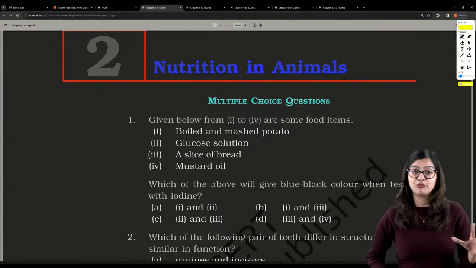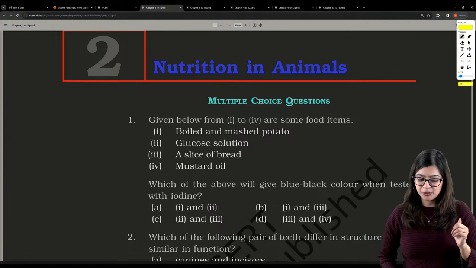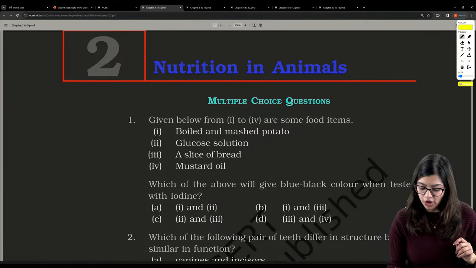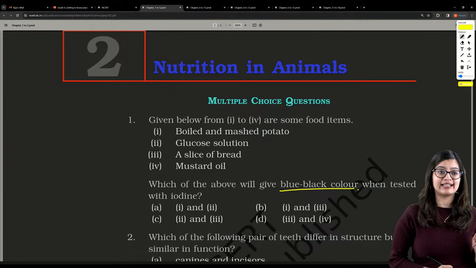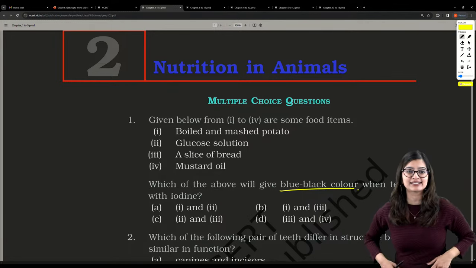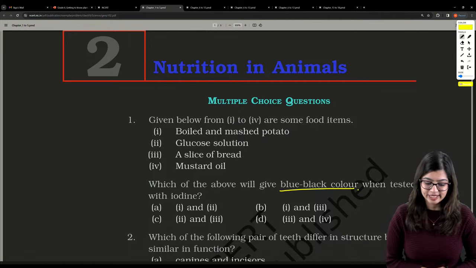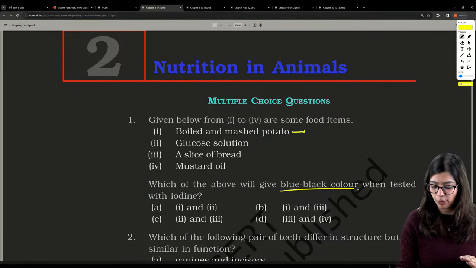Given below are some food items. Boiled and mashed potato, glucose solution, slice of bread, mustard oil. Which among the following will give me a blue-black color when tested with iodine? Yes? Time management. What is the answer to this? Boiled and mashed potato, potato.